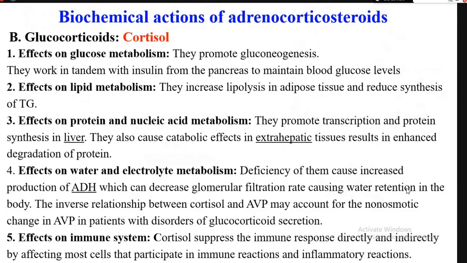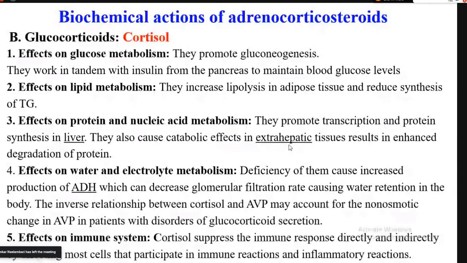Now coming to cortisol. The second group of hormones secreted by the adrenal cortex is cortisol, or glucocorticoids. This is the second axis, second pathway. You know that glucocorticoids are secreted from the zona fasciculata. Aldosterone is secreted from the zona glomerulosa. Glucocorticoid is secreted from the zona fasciculata.